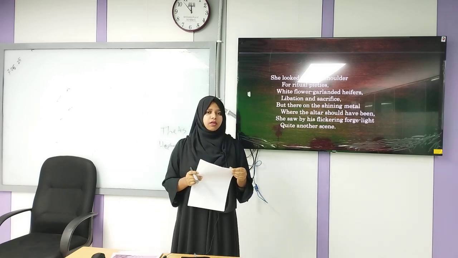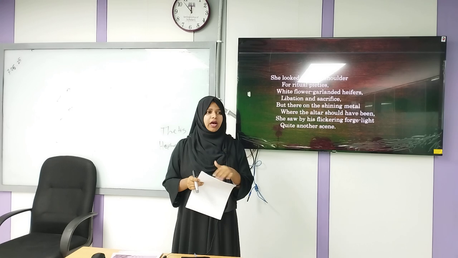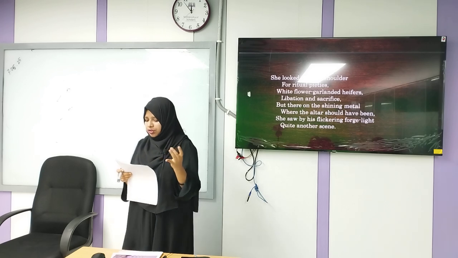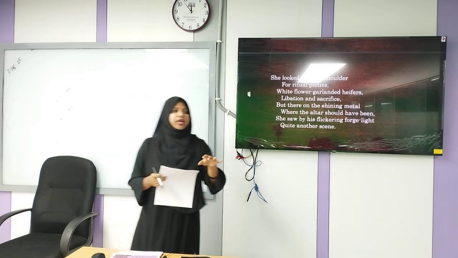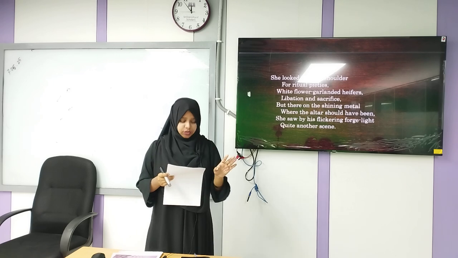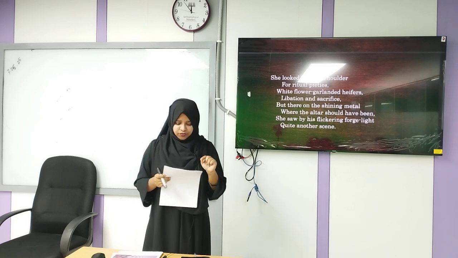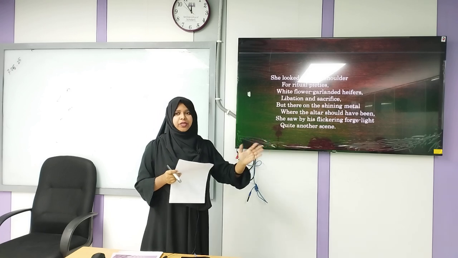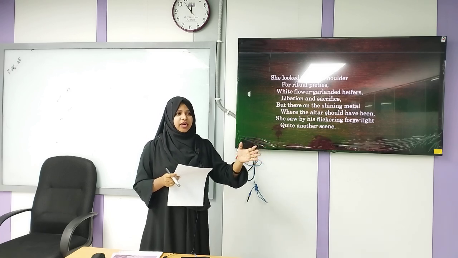I'm devoting myself for one. But here a cow is being sacrificed, which means it will be slaughtered. Okay. But there on the shining metal, where the altar should have been, there should be an altar, a platform where the sacrifice will take place. But instead, there is no altar. She saw by his flickering torchlight, when you are moving that shining metal, then there will be light and dark.